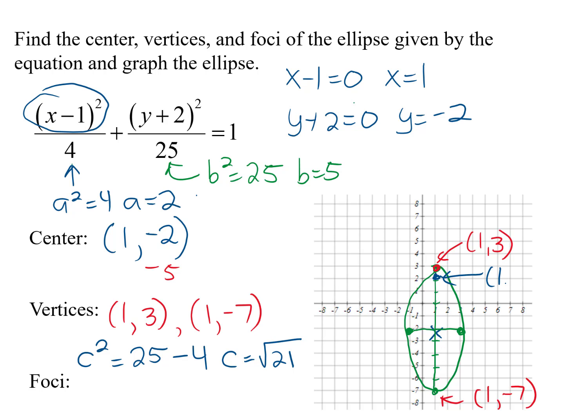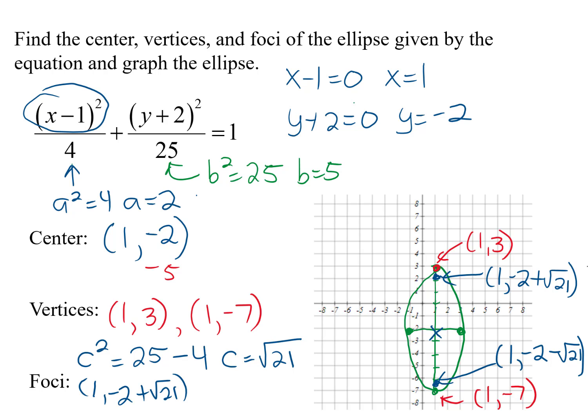I didn't change the x from the center, so that's still 1. But I went from the center value of -2, and I went up the square root of 21. There is my first focus. To find the second focus, I go from the center and I go down by the square root of 21. So it's still the same x value, starting at the y value of the center and taking away the square root of 21. So those are my two foci. They are always located along the major axis: -2 minus the square root of 21.